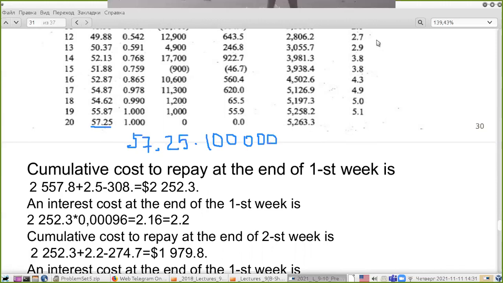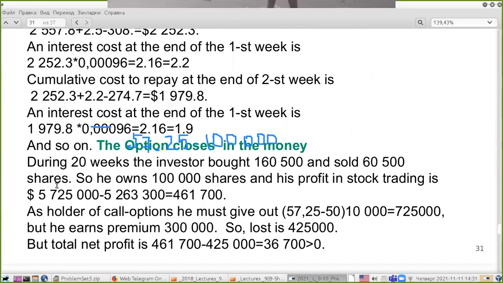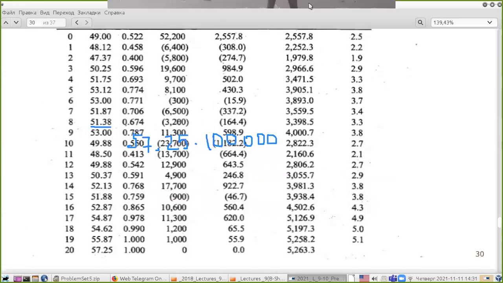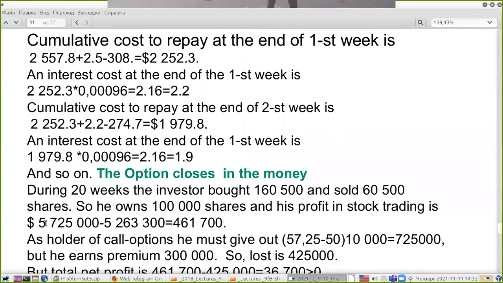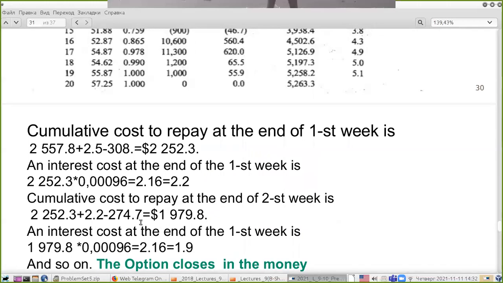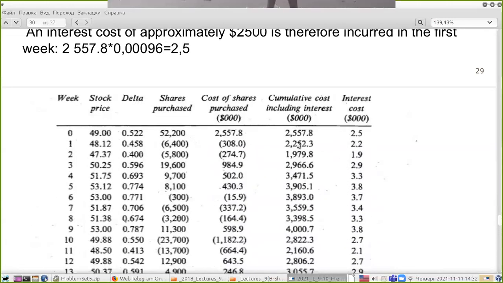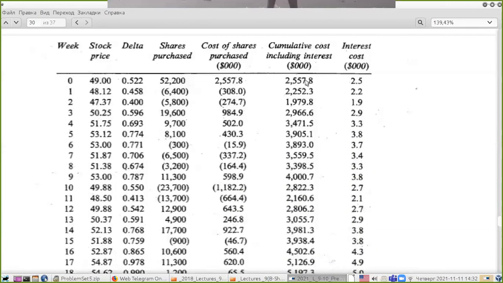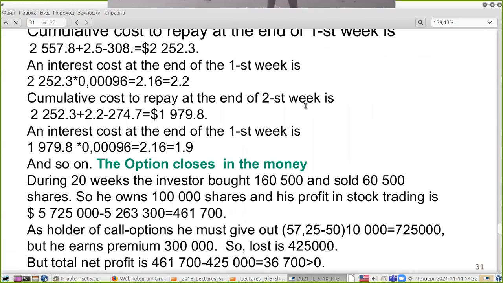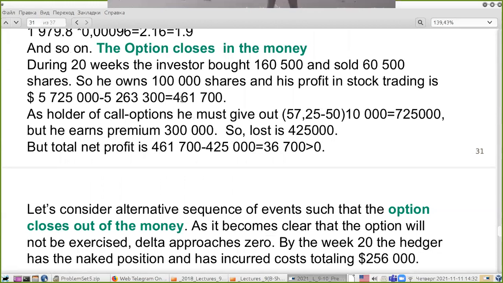Yes, and it's this sum, you see. So your value is clear, and minus this value, it's the cumulative cost. So it's as our cash we have plus minus. So the difference is 461,700. So it's the profit in stock trading.